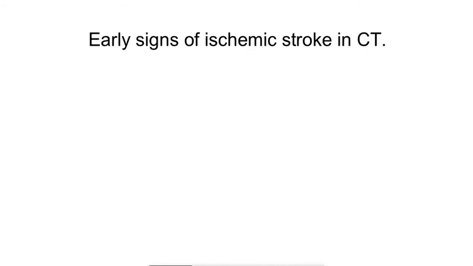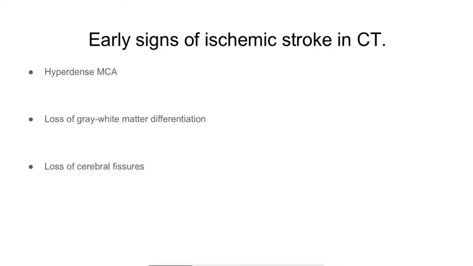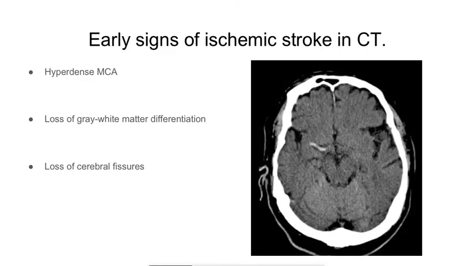Okay, and as I told you, there are some early signs of ischemic stroke. What are some of those? First and most known one, I believe, is the hyperdense middle cerebral artery, which is shown here. As you see, the right middle cerebral artery is hyperdense here. This is a non-contrast CT. It is the one that you should get in these cases. Okay, and you see here the right middle cerebral artery hyperdense.